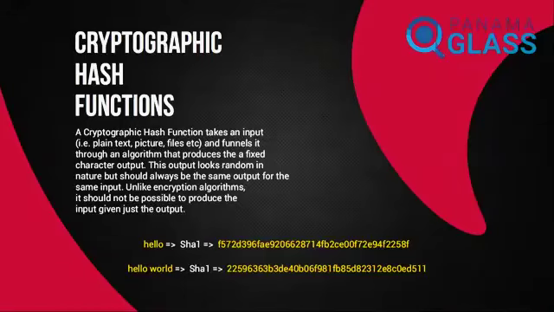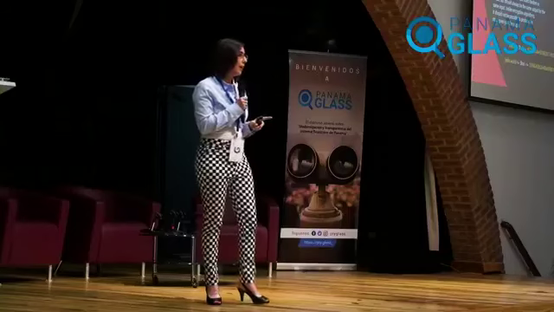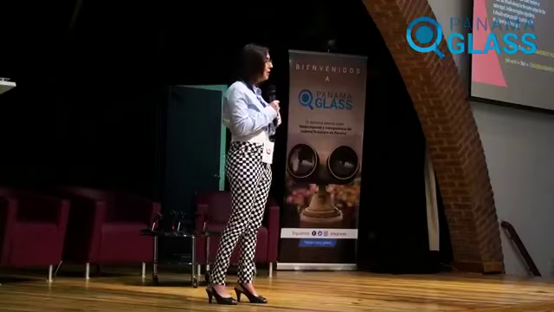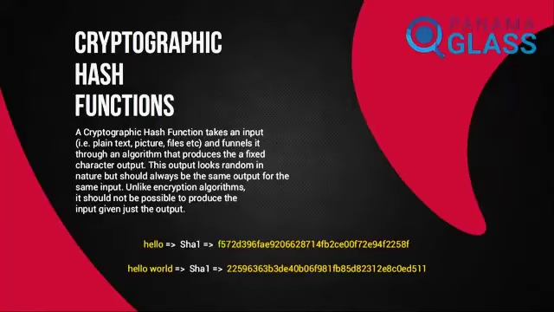It's only for an output. So you should never be able to take the output on the right, and then produce the input that's on the left. So for the first example, you should never know that that's going to be hello. If you can do that, it's a really bad hash function. But this is very useful for ensuring the integrity of data.